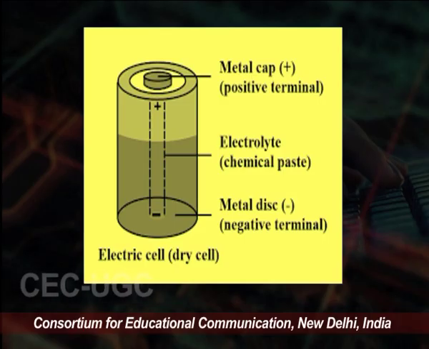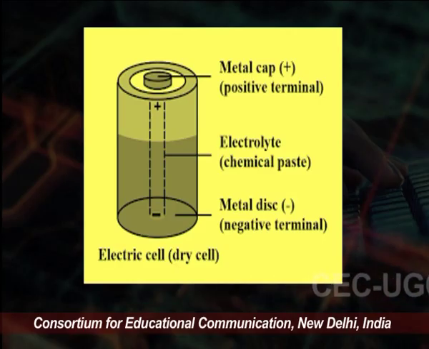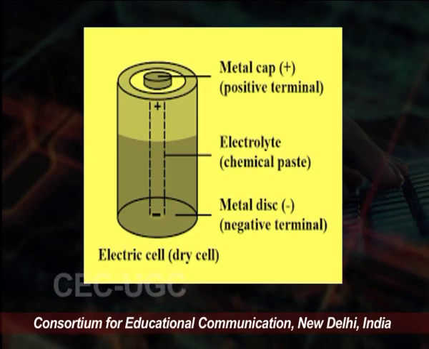You can see on the screen that this is the cell. Now, you see on the upper side there is a metal cap and on the lower side there is also a metal disc. The upper cap is the positive terminal and the lower cap is the negative terminal, and in between there is an electrolyte, a chemical paste inside the cell. So, this is the dry cell picture. From here you can easily understand that it has two terminals, positive and negative, and in between there is an electrolyte that is used to transfer the electrons from one plate to the other.